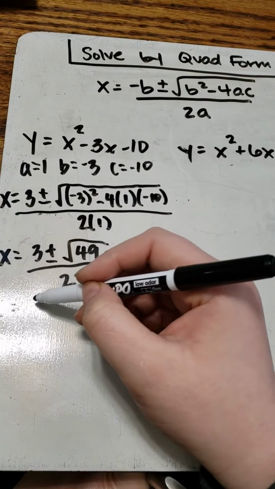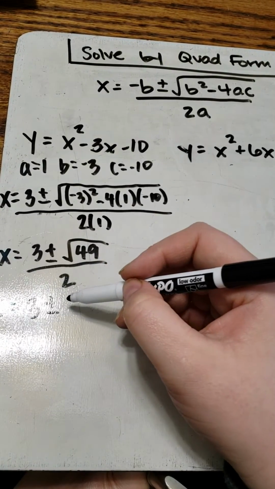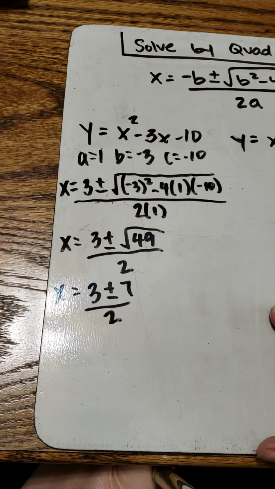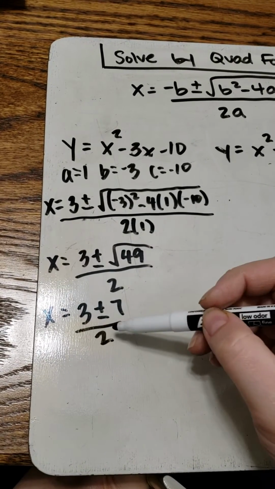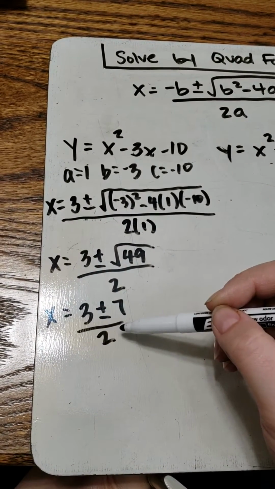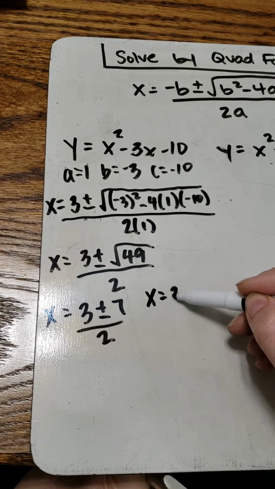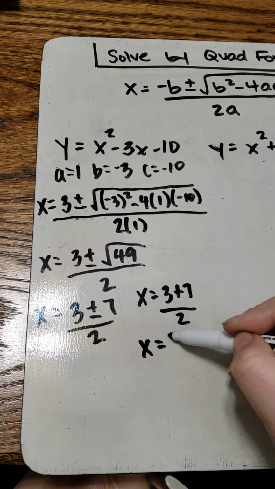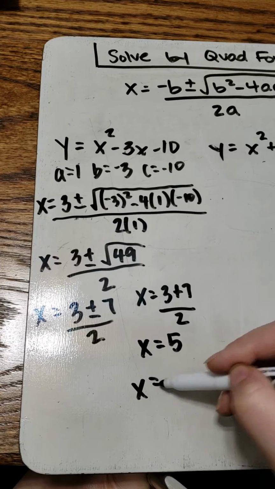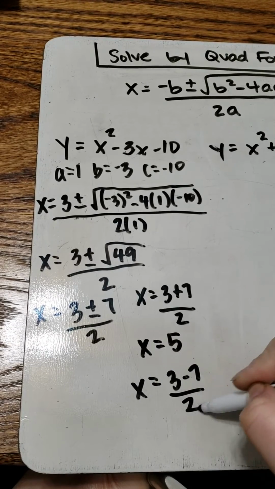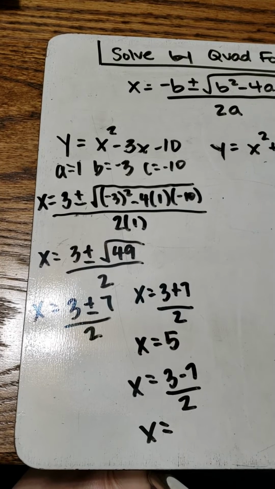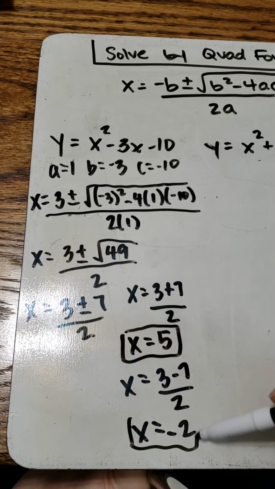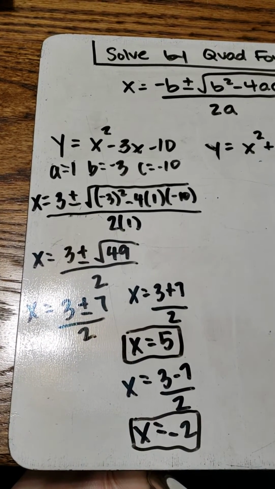So that 49 is a nice perfect square, so we can just say that we have 3 plus or minus 7 divided by 2. Let me see if I can get rid of the glare. Well, that's a little bit better. So we can use this here to help us get our two real answers. One would be 3 plus 7 divided by 2, so that's 10 divided by 2, which is 5. The other solution we would get by doing 3 minus 7 divided by 2, so that would be -4 divided by 2, which would be -2. So now I know that I cross the x-axis at 5 and -2.